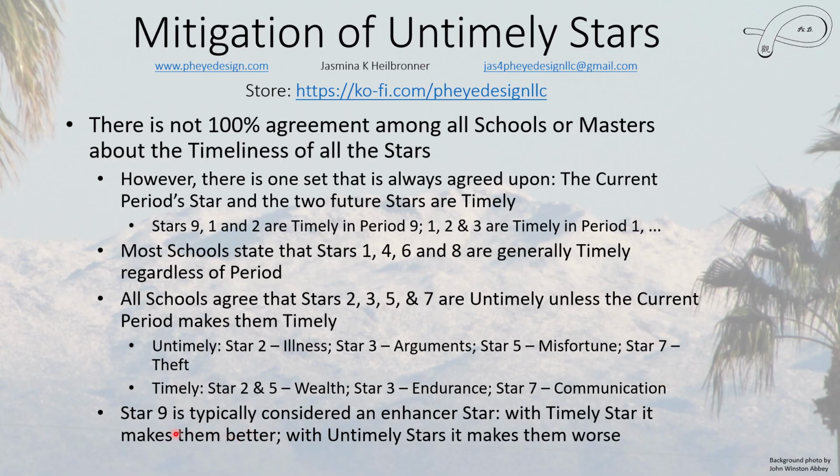Now, star 9, which is the one I haven't talked about yet, is typically considered an enhancer star. That is, when it's with a timely star, it makes that timely star stronger, better. But if it's with an untimely star, it makes the untimely star stronger and worse. So it is a kind of a weird star. It is the only one that does this flip-flop depending on what it's with.